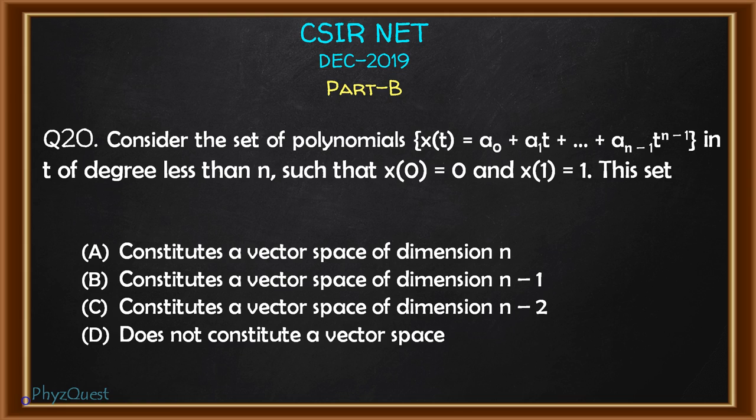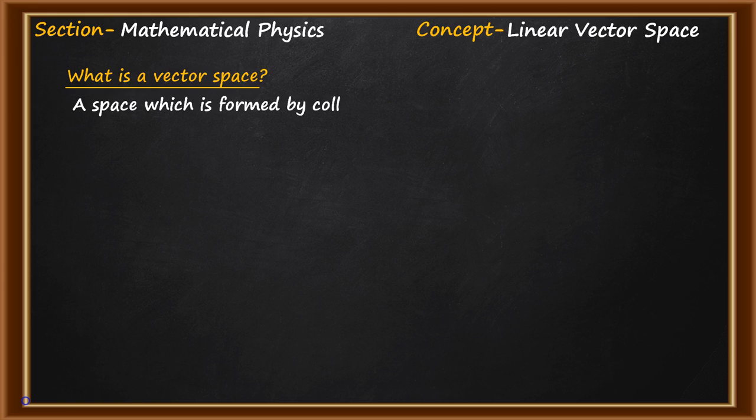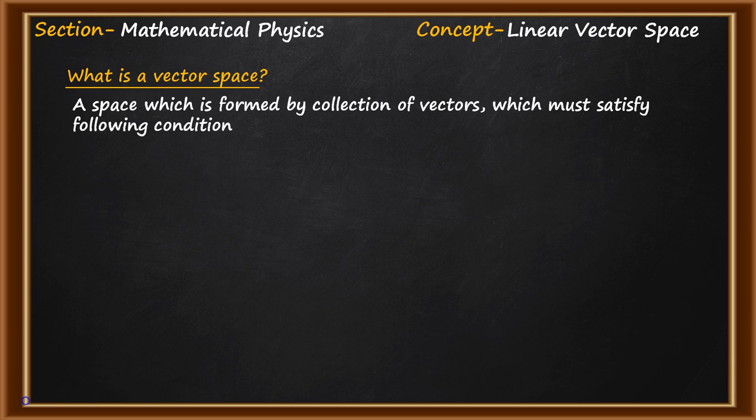So let's get started. Here this question comes from the section mathematical physics, and the concept involved here is linear vector space. So first of all, what is a vector space? By definition, a vector space is formed by a collection of vectors which must satisfy certain conditions. There are mainly two conditions. First condition is the condition of addition. Now what is the condition of addition?